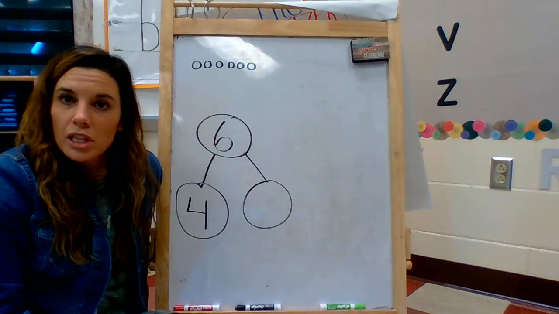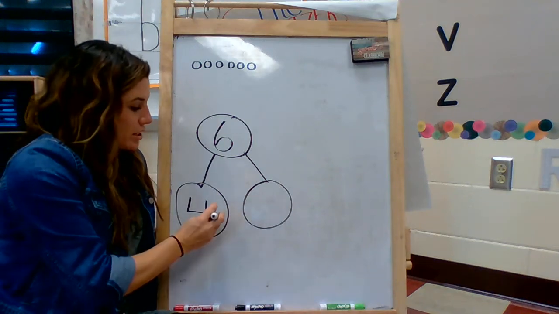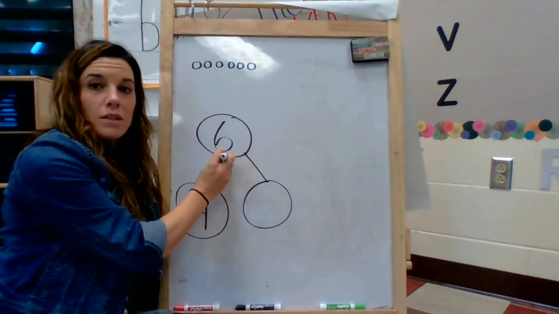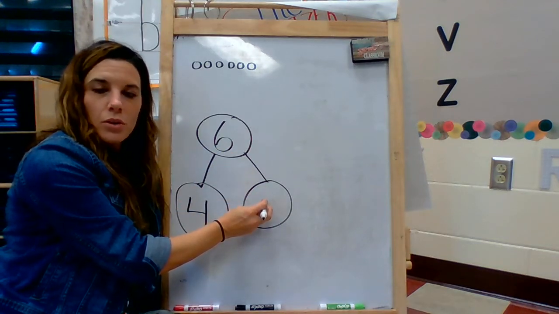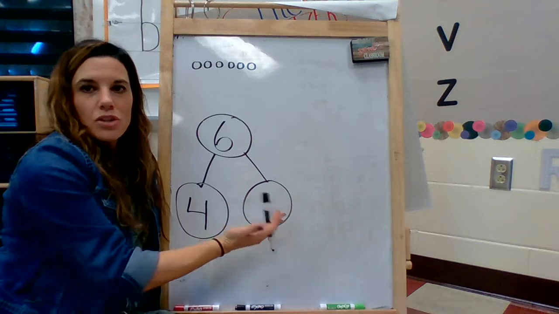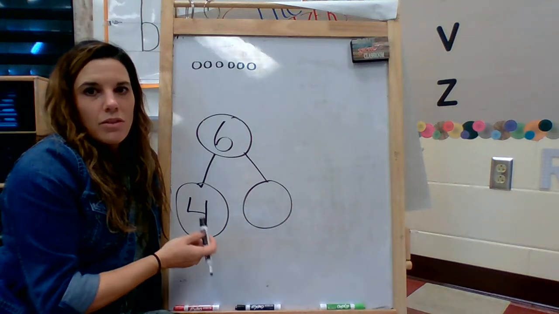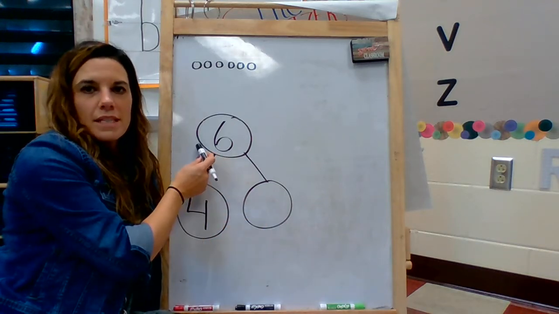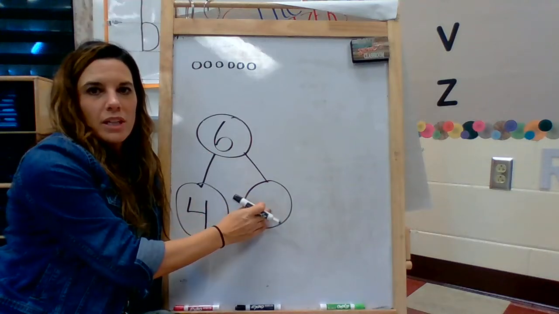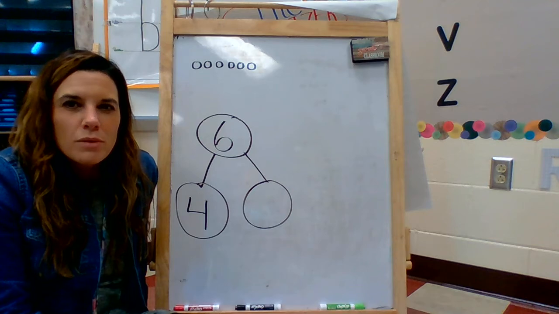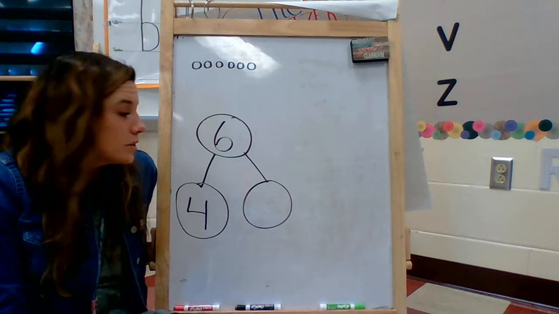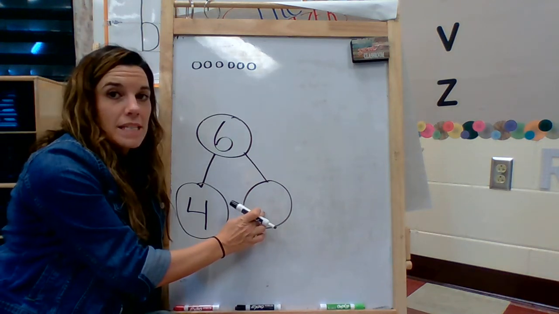So look what we have here. Look at this problem. We know we started with 4. We know we ended with 6. We want to know how many joined the group during the day, okay? The 4 is what we started with. The 6 is what we ended with. We have to figure out how many joined the group. So what are some strategies I could use to figure out this missing addend?